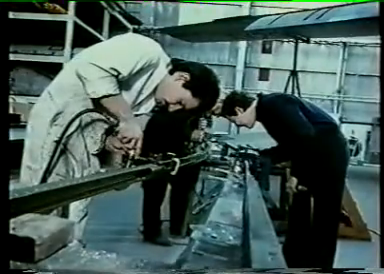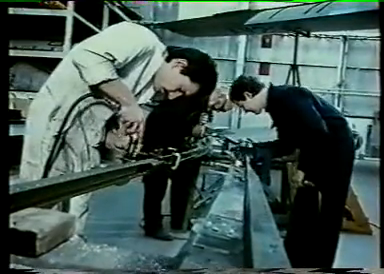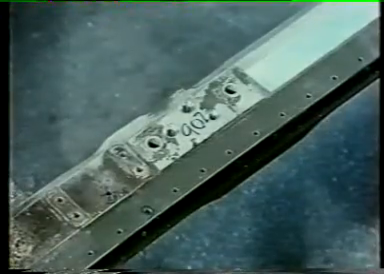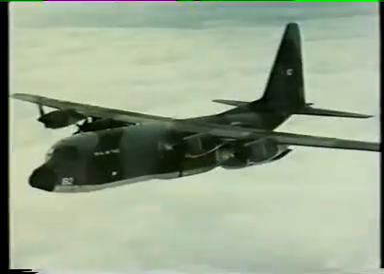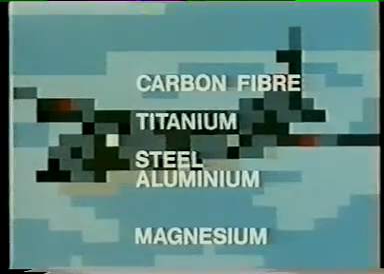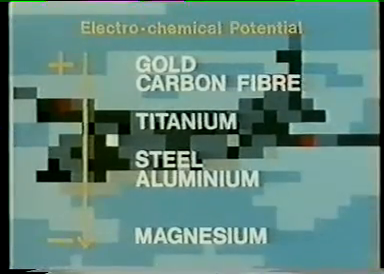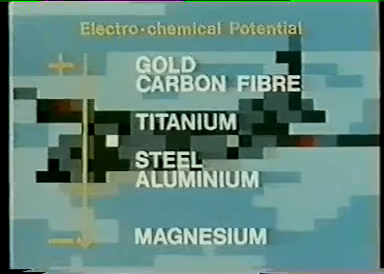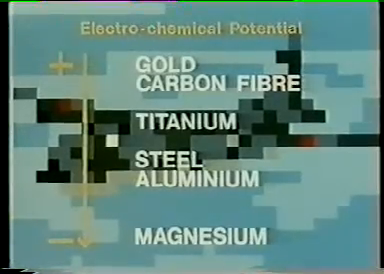But before we see how corrosion can be rectified, or better still, prevented, we need to understand more about its causes. We'll begin with one of the most serious forms. Aircraft construction involves the use of various different metals, steel, aluminium and magnesium alloys, for instance, as well as materials such as carbon fiber composites. Each of these has a characteristic electrochemical potential. This is a measure of how readily that metal will replace other metals in solution.